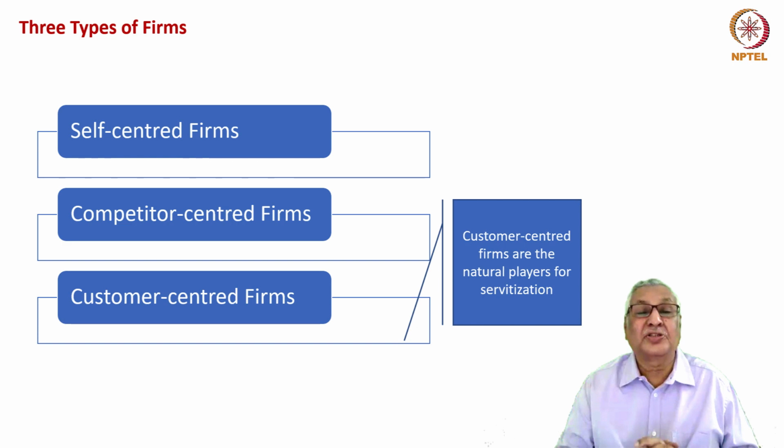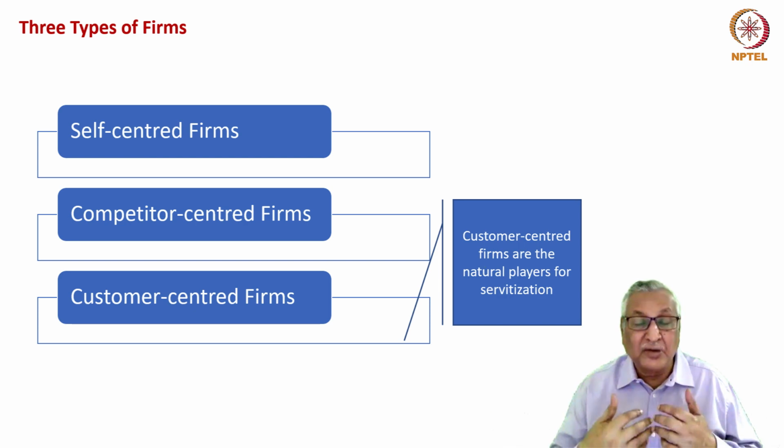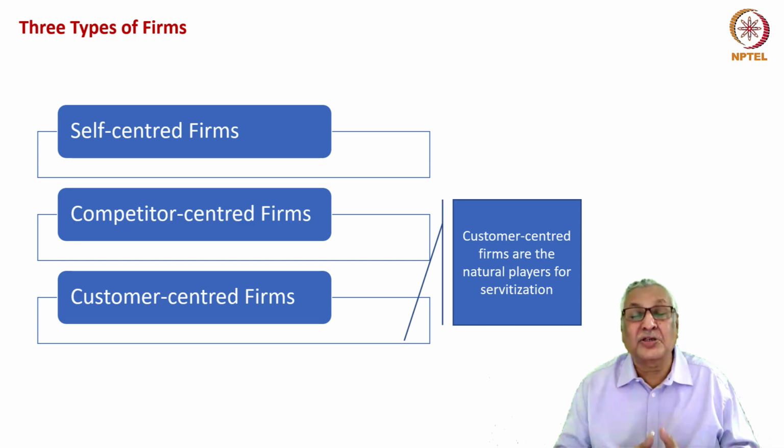Servitization becomes important for certain types of companies. There are basically three types of companies. The first is the self-centered firm. I don't mean that these firms are selfish. When we say self-centered firms, they are inward-looking. They always measure their growth in terms of their bettering over their previous performance. Others are competitor-centered firms. They don't worry about themselves. They always look at what the competitors are doing, and then they try to get the better of the competitors.